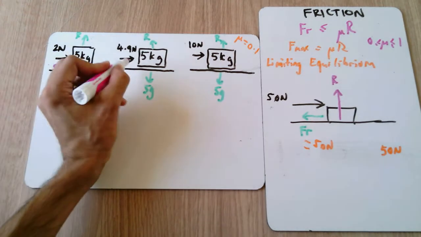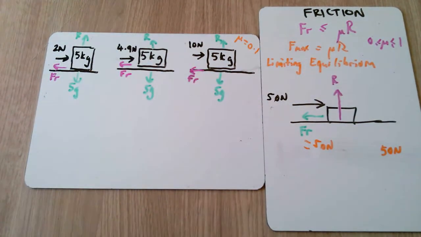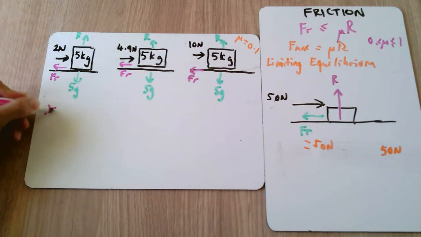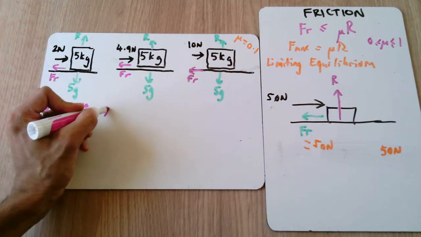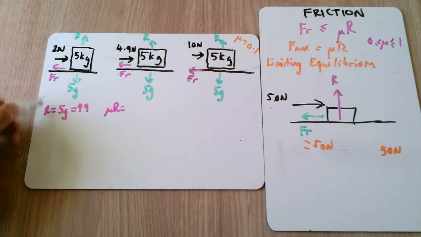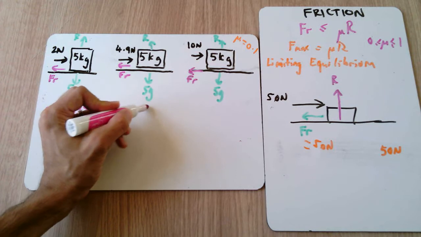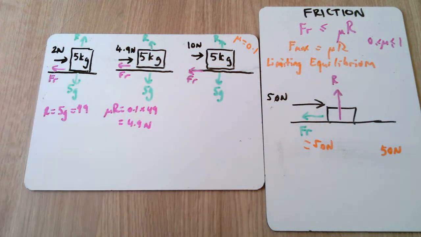So there's friction over here, and friction over here. And we have said that friction is a value that is going to be less than or equal to mu R. So first of all, we said R is equal to 5g, which is 49. We've said mu R is equal to 5g times 0.1, which is 0.1 times 49, which is 4.9 newtons. So let's look at each scenario individually.